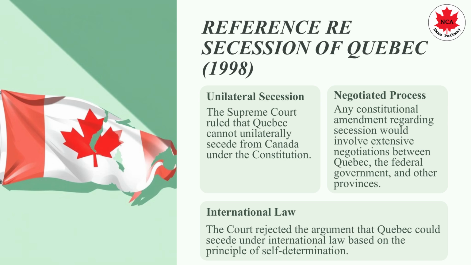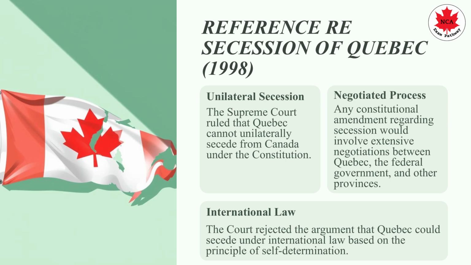against secession. In response, the federal government asked the Supreme Court to clarify whether Quebec had the right to unilaterally declare independence under Canadian constitutional law or international law. So here the court held that Quebec cannot unilaterally secede from Canada under the Constitution of Canada. The court emphasized that Canada is a federal state and constitutional changes that affect the federation, such as the secession of a province, must follow the constitutional amending procedures.